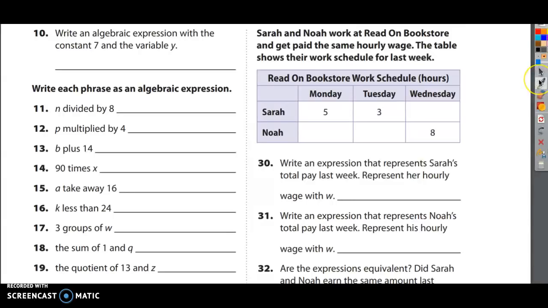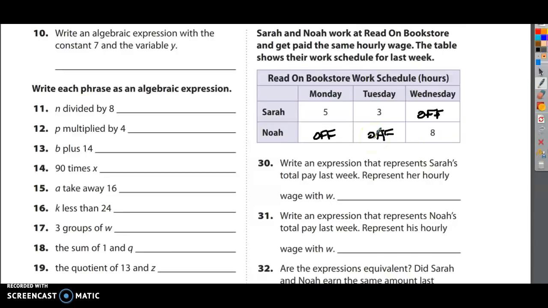We might want to make a point that Noah was off on Monday and Tuesday, and Sarah was off on Wednesday. Some kids get a little confused when they see that blank there. They think the kid didn't work, or they don't know what it meant. But either way, Sarah worked 5 hours on Monday and 3 hours on Tuesday, and Noah was off both those days. Then on Wednesday, Sarah didn't work, and Noah had to work 8 hours.